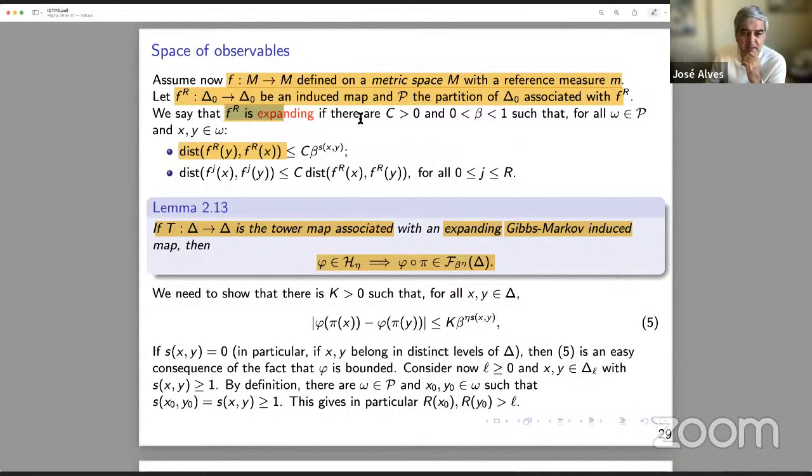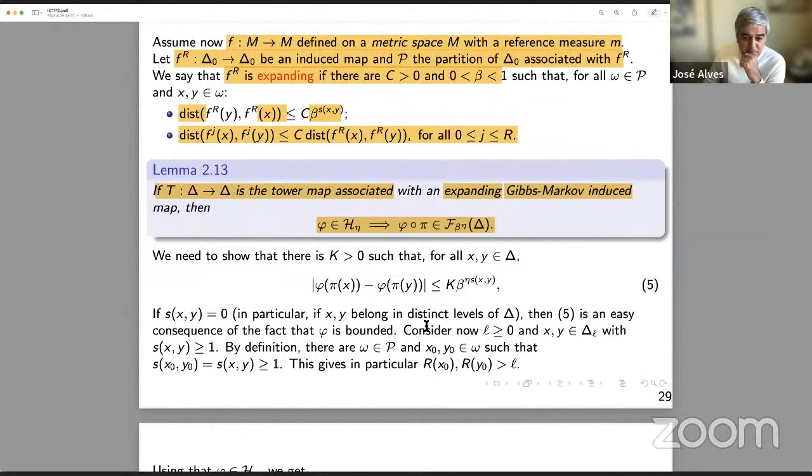In particular, this says that if the points are very close, then the images are also close with respect to the induced map. And we also have this control on the distance between the initial time and the recurrence time. These are conditions that expanding maps have, but this is much more relaxed than just being expanding. But these are conditions that we need to prove this conclusion, that the compositions of Holder continuous observables with the projections lie in the good space of observables for the tower.